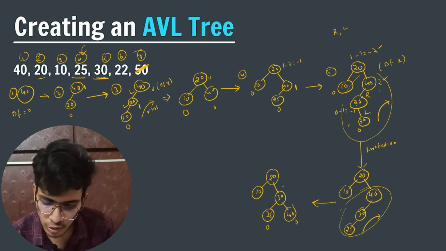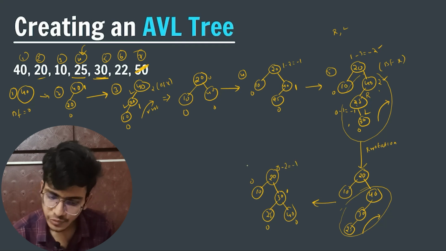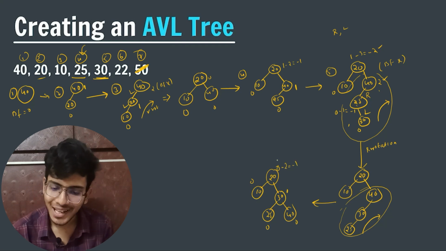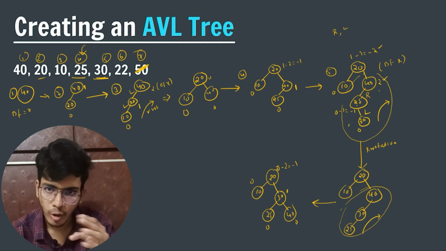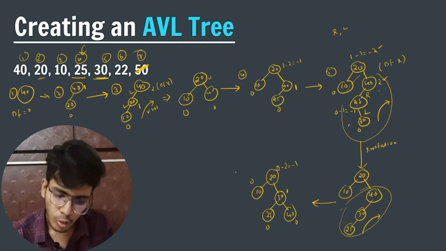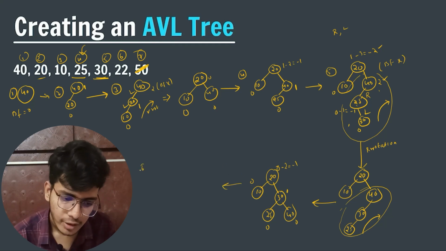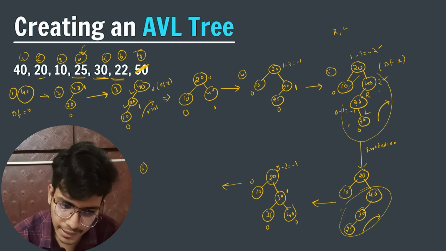Now check the balancing factor: 0, 0, 0, 0, and here 0 minus 2, so this will become minus 1. Here the whole structure is balanced, the balancing factor for each and every node is balanced, so my whole tree is balanced. After the whole tree is balanced, I will go to my sixth step, adding 22.